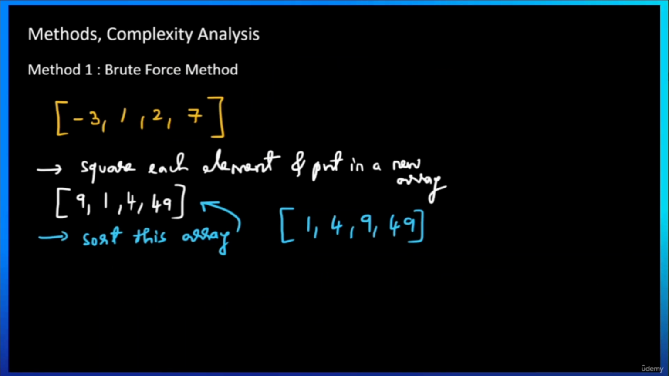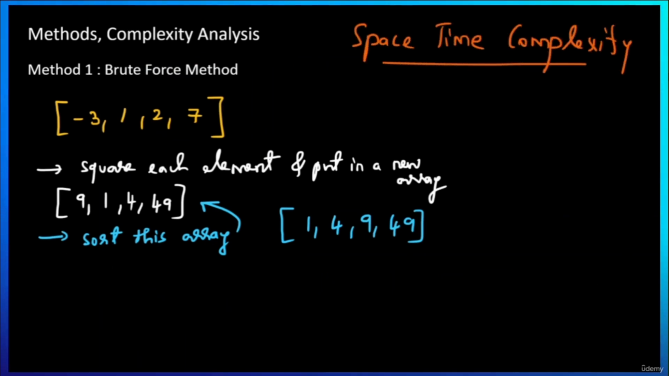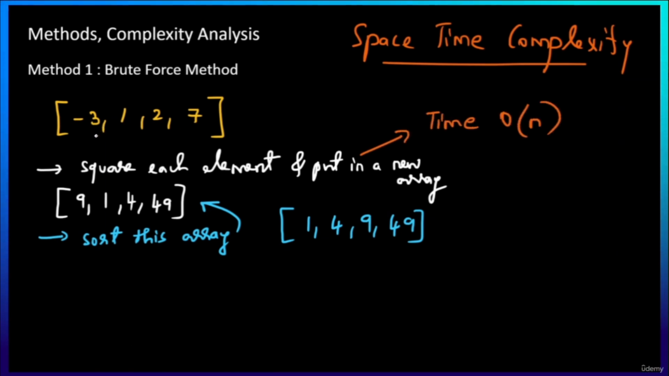Now let's look at the space and time complexity of this solution. Now over here, notice that we have traversed the array and we have squared each element and put it in a new array, right? So we have traversed it one time. Let's say this array has n elements. So the time complexity of this operation is O of n, right? We're just traversing it one time.